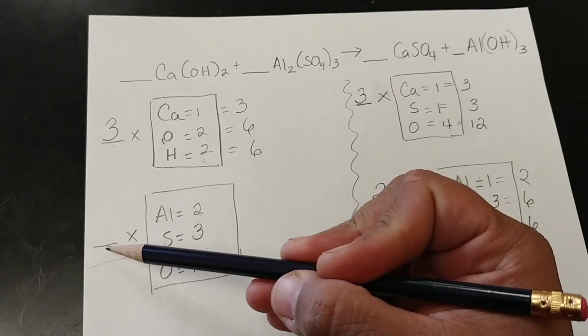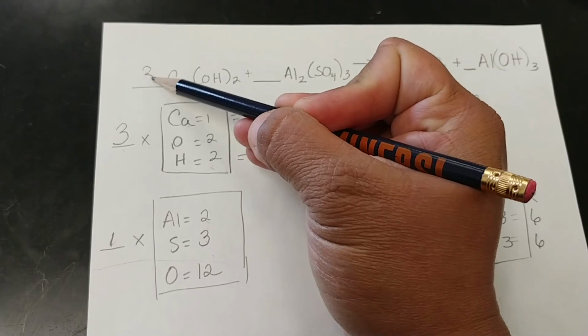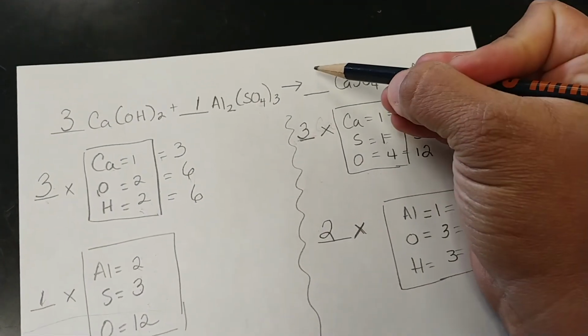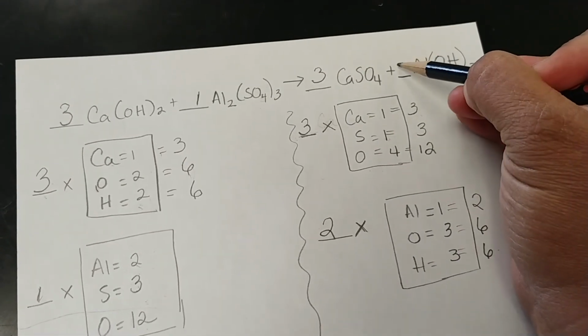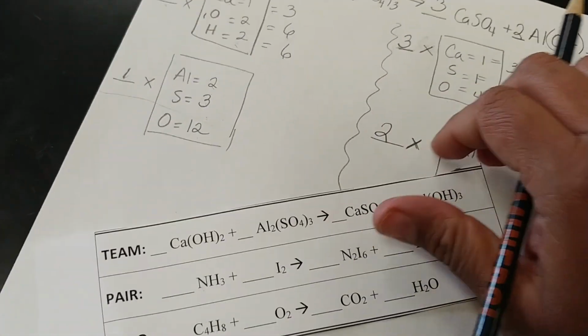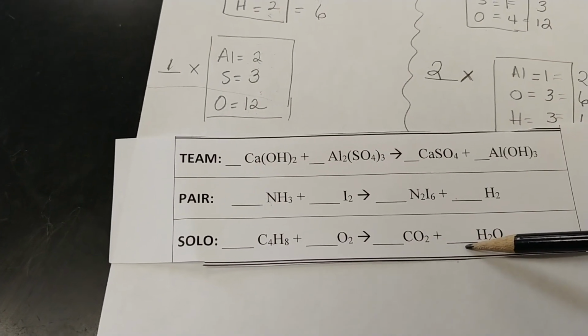So if I don't need a number here, I just put a 1. And now what I do is I fill out those blanks with the coefficients that I came up with. So that's 3, 1, 3, and 2. Okay, go ahead and continue. And you're going to do this next one with your partner and this one by yourself.